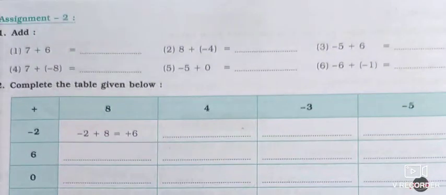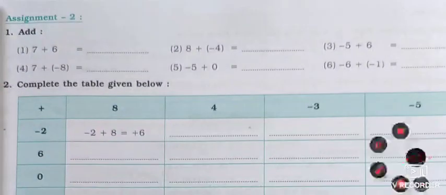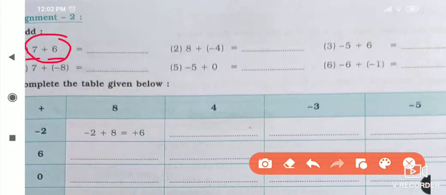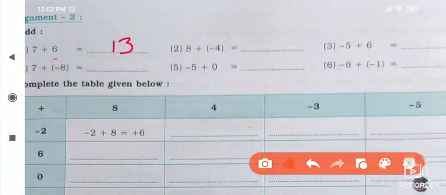So here it is addition we have to do. Now we have to see on a number line how to do the addition. Here both the numbers are positive, so positive 7 and positive 6. We have to add both of them. So 7 plus 6 is equal to 13. And the answer will get which sign? That is the bigger number's sign. Which is the bigger number? 7 is the bigger number, and the sign of 7 is positive.